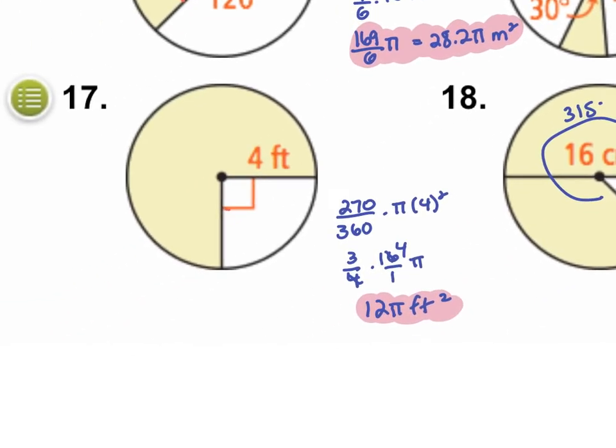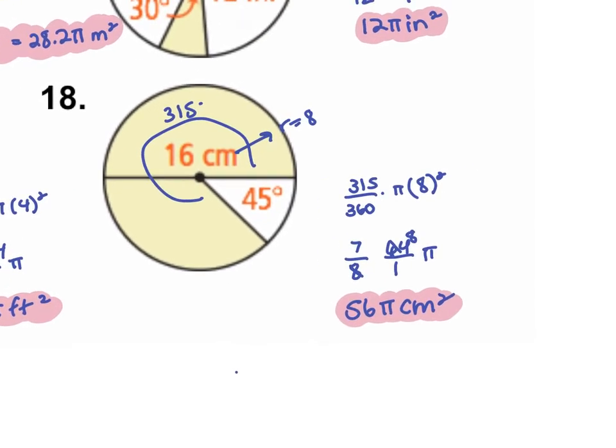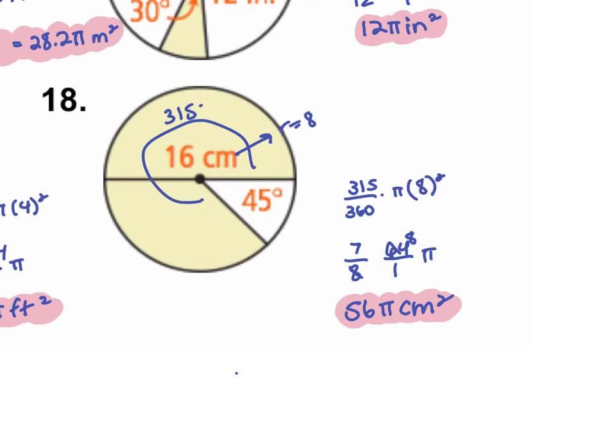Number 17, again, they gave you the angle outside it. So in order to figure it out, I had to take 360 and subtract 90 from it, and that inside angle would have been 270. 270 over 360 times pi times 4 squared should have given you 12 pi. And 18, they gave you the diameter, so you had to cut it in half to get the radius, and they gave you the angle outside, so you had to do 360 minus that 45. 315 over 360 times pi 8 squared should have been 56 pi.